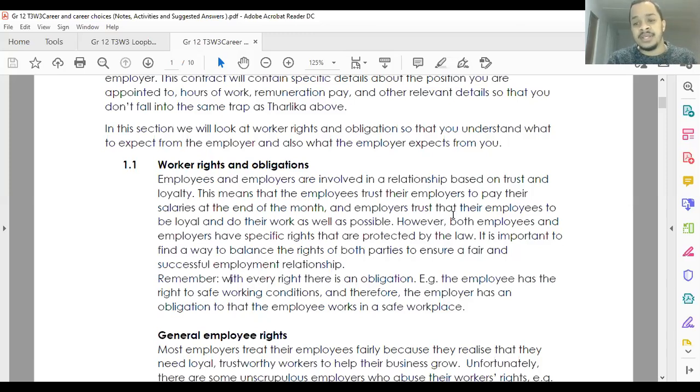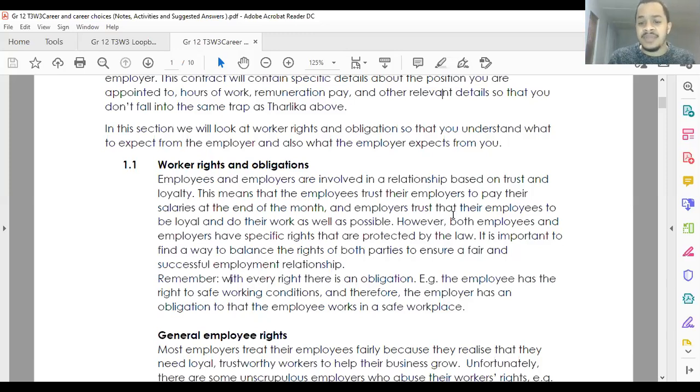Now, just think that when you are in a job and there's no good understanding between you and the employer, just think about how will you work? How would you feel working there? You might feel tense, you might feel stressed, and so on.